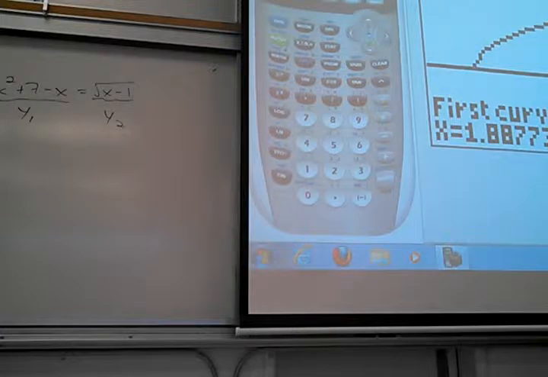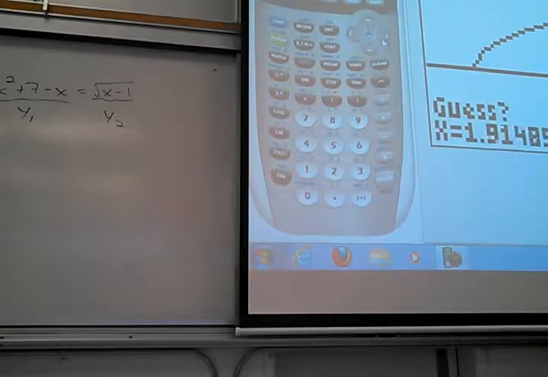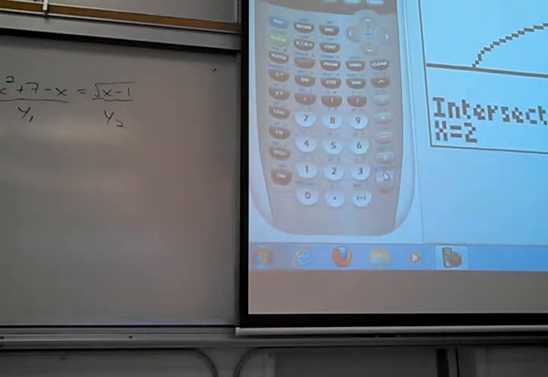So what this does, you see the questions it's asking. What's the first curve? Well, I'm on the first curve, enter. Now watch what it does when I hit enter. It bounces itself up to the next curve. So the next question is the second curve, enter. And then it says, what's your guess? So I go right to the intersection as close as I can get, enter. And then there it is, there's the answer. That's kind of crazy. That's neat. It has a nice answer.